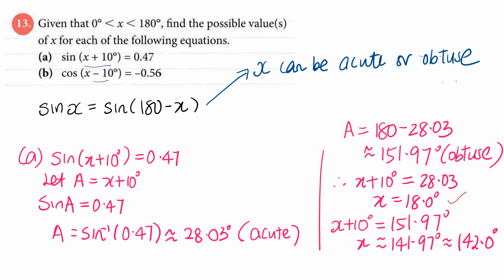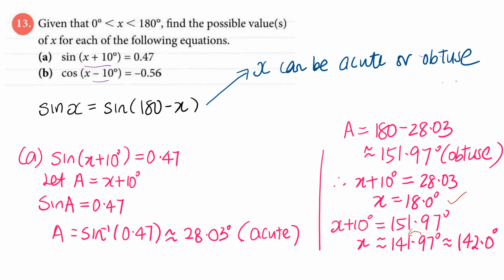The second one is when your A is 151.97, x will be 151.97 minus 10, which gives you 141.97. You're supposed to express your answer to one decimal place. Okay, so you will carry 9, carry 1 to your 1, becoming 142. But you need to put the 0.0 because you need to express the one decimal place. Okay, so this is how you do it for part A.